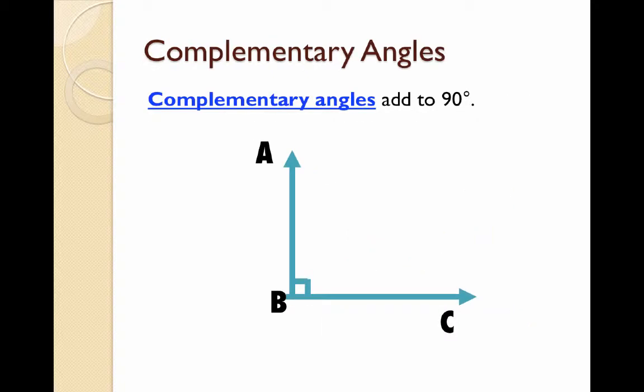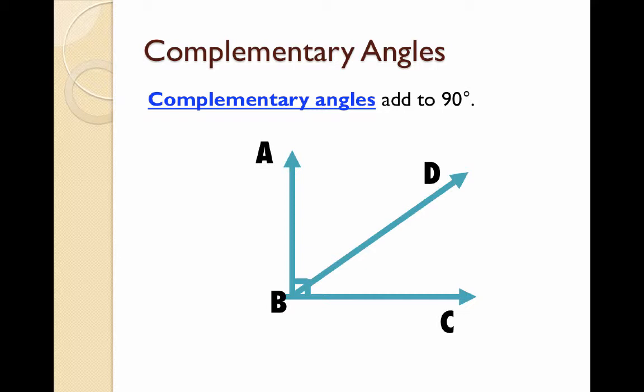Here is a right angle, it is angle ABC, and if I split it into two separate angles, it's still worth 90 degrees. It's just broken up into two different ones. These two angles are called complementary, and they add up to 90 degrees.